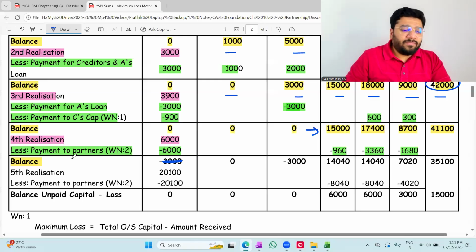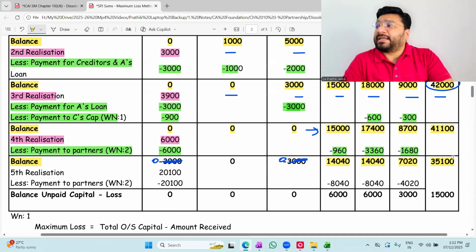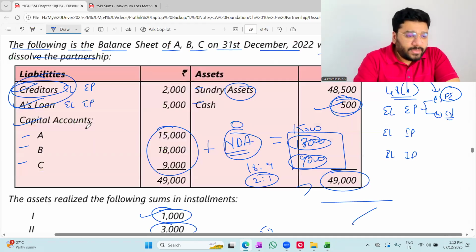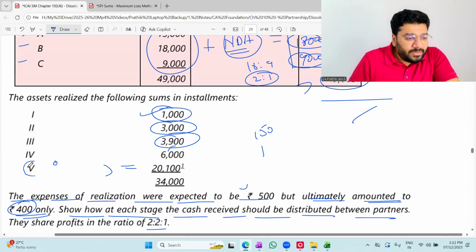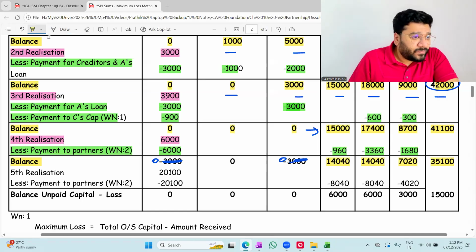This balance is correct. 1,440. It is equal, right? Okay. 14,040, 14,040, 7,020. 3,500 is exactly equal to your maximum loss. Any problem? Now, one more is there. How much is there? 20,100. Fifth realization.